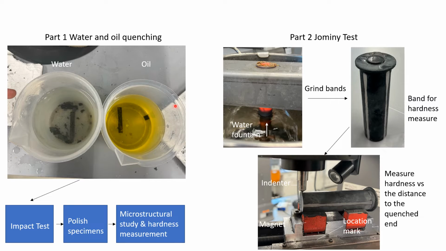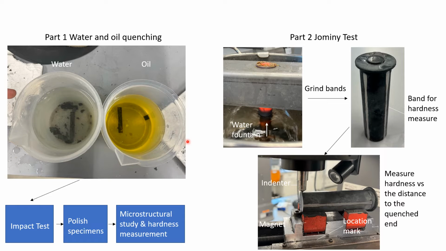So we have 2 parts to the experiment. In part 1, we are going to compare different quenching or cooling methods, and we are going to use the Charpy samples. So you have 3 Charpy samples. We're going to use 1 Charpy sample and quench it in water. The second one will be quenched in oil, and the third one will be used as a reference sample. You just cool the sample in air until it reaches room temperature.